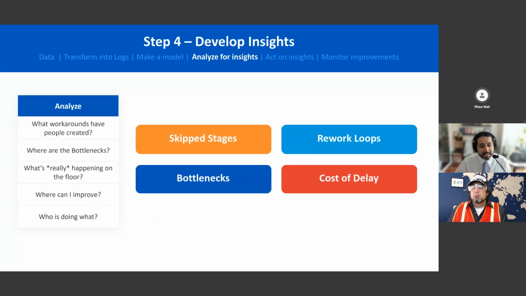When you want to analyze these pictures, you have to ask some questions like, what kind of workarounds are happening here? Where are the bottlenecks happening? What's really happening compared to what I hear is happening? And where can I improve? Some of the key areas that I like to circle, including my favorite colors to do so in, are skipped stages, bottlenecks, rework loops, and cost of delays. Let me show you an example of each of these, or let's see if we can find some in your factory. I hope we don't, but I kind of hope we do.